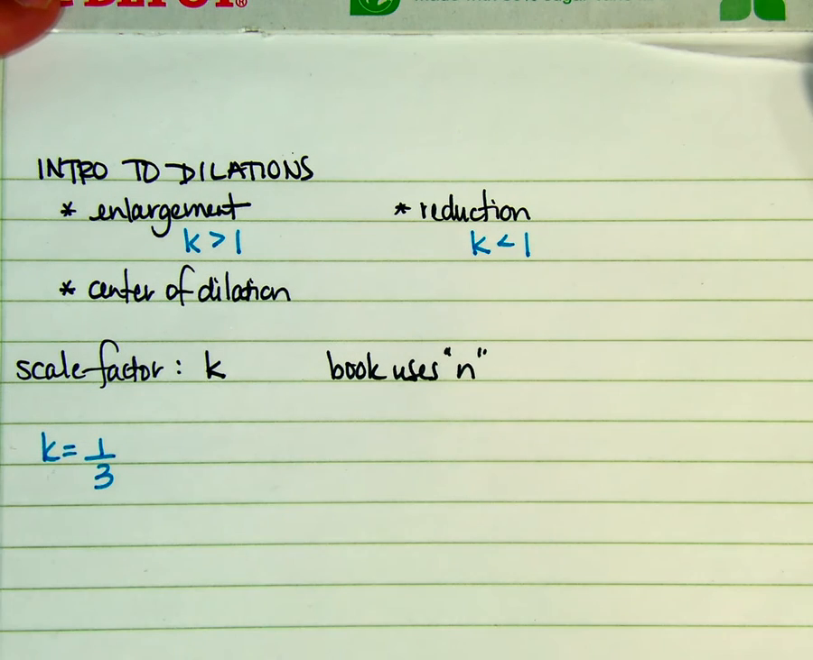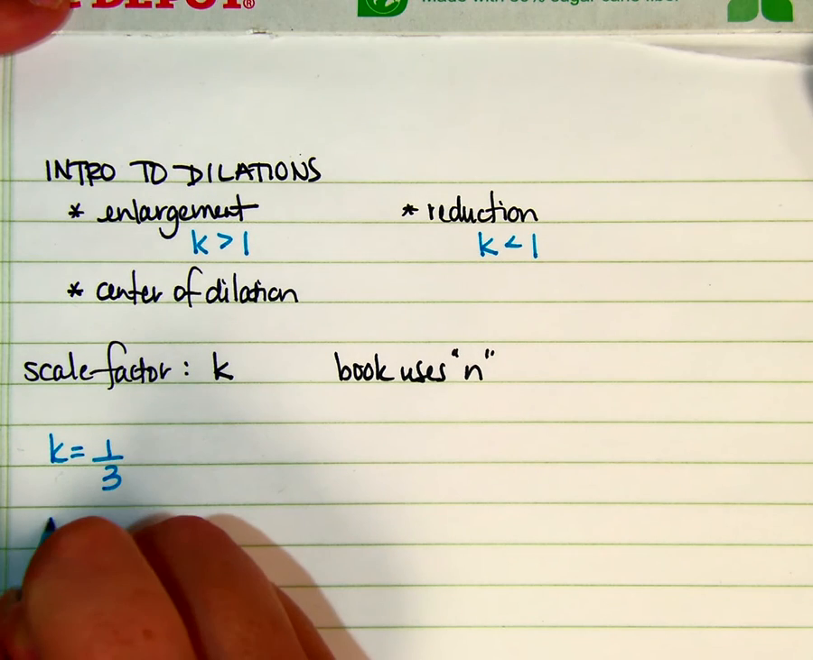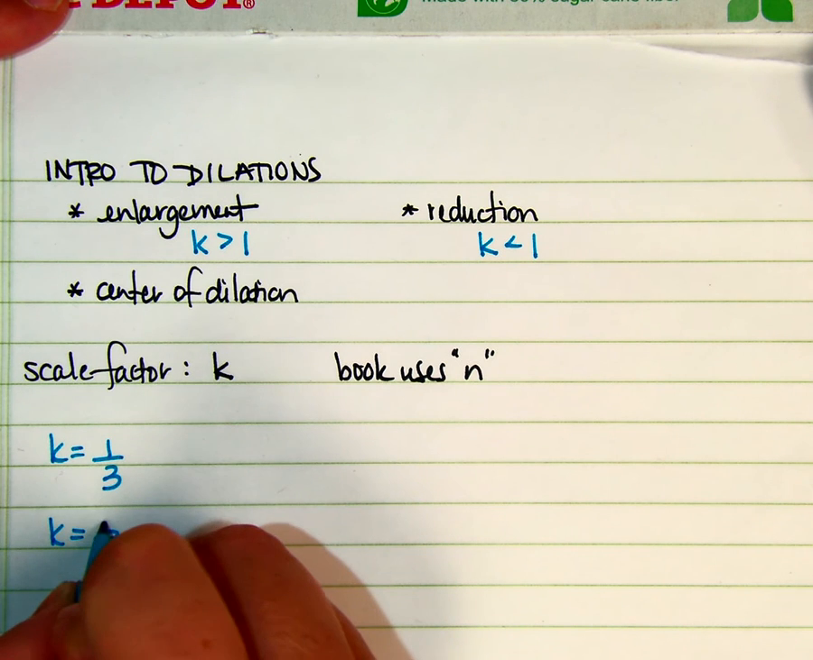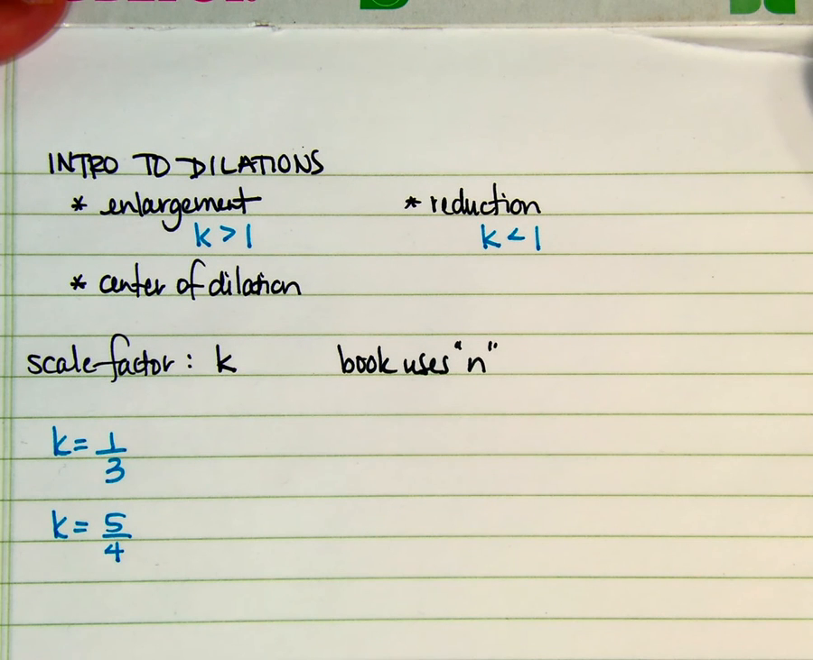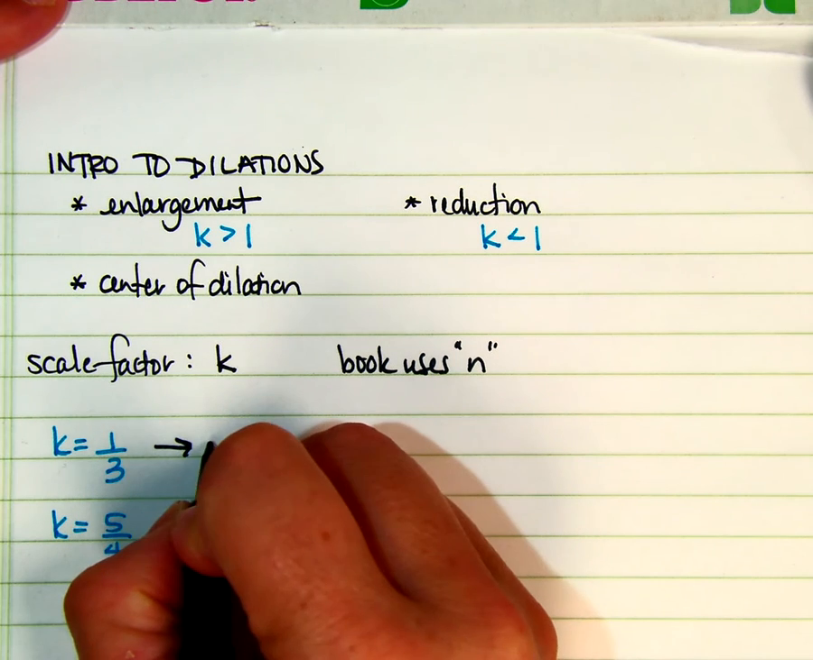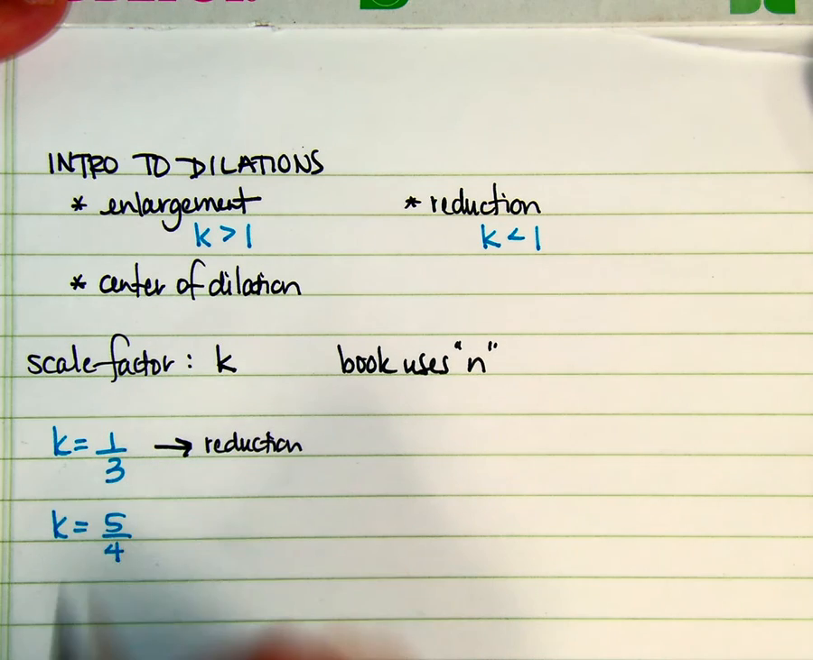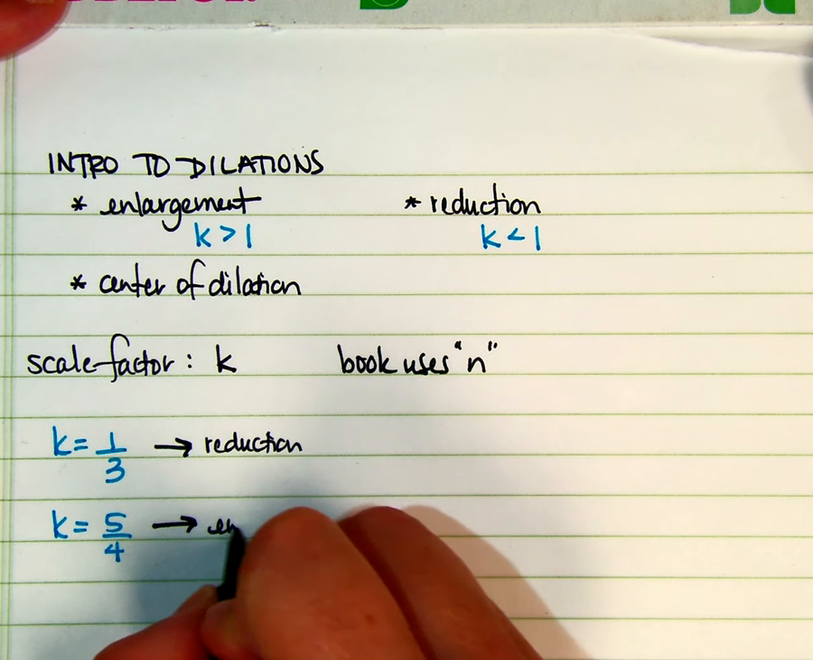If you have a scale factor that is 1/3, is that going to be a reduction or an enlargement? If you have a scale factor that equals 5/4, is that going to be a reduction or enlargement? You should have found that 1/3 is going to be a reduction because 1/3 is less than 1. You should have found 5/4 to be an enlargement.